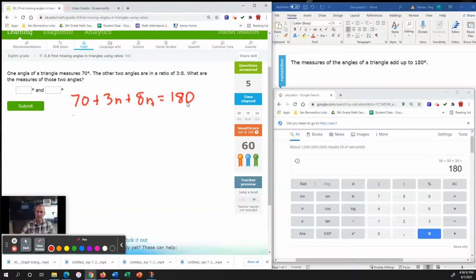All right, first step, bring down the 70. 70 is good. I do want to combine like terms. So combining like terms means we're going to take our 3 and the 8. 3 plus 8 is 11n. So we got 11n equals 180 degrees.